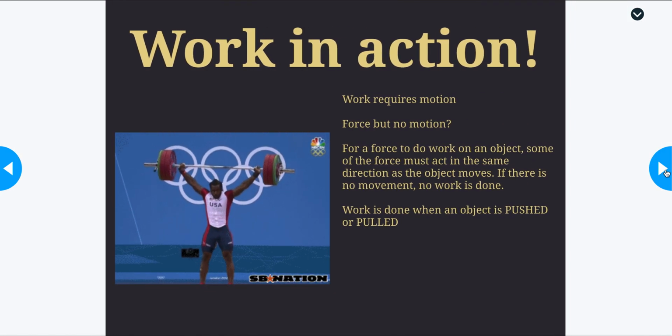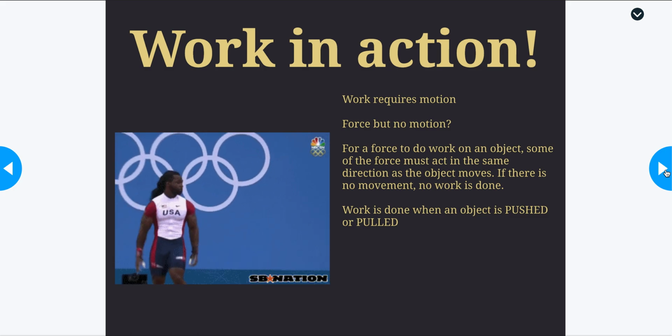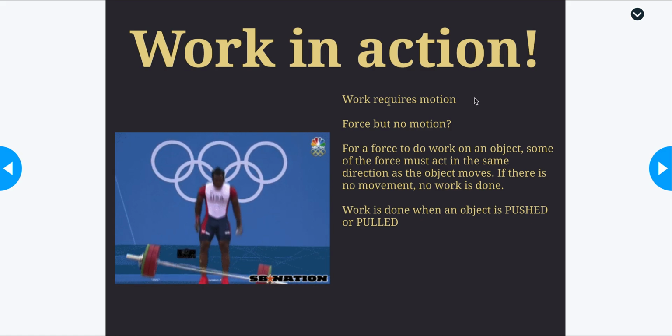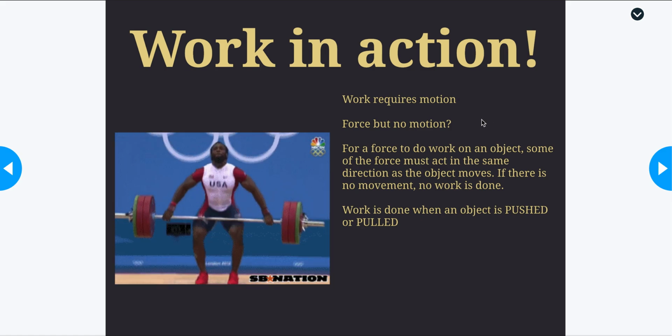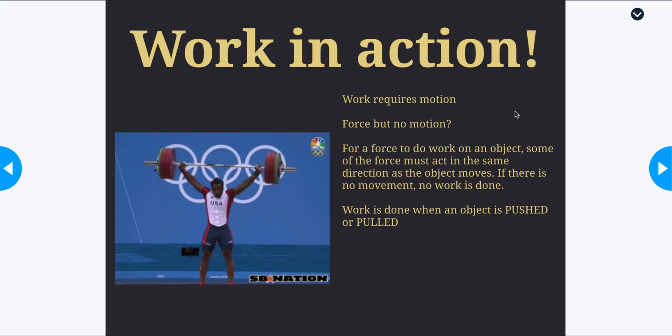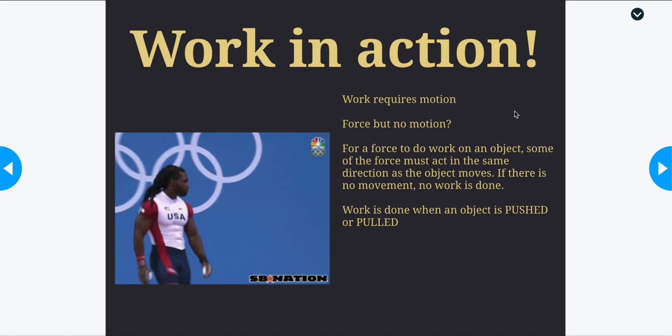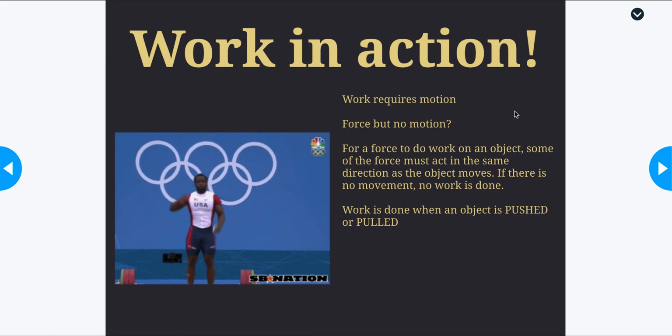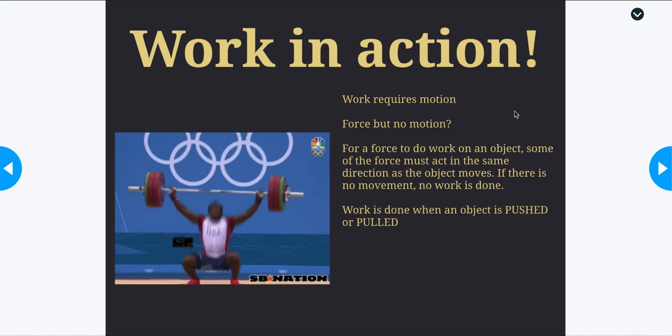All right, so let's go ahead and identify work in action. Work requires motion. So what do you do if you have a force but no motion? If you have a force but no motion, then no work is being done. Yes, the force is exerting on an object, but there is no work being done.